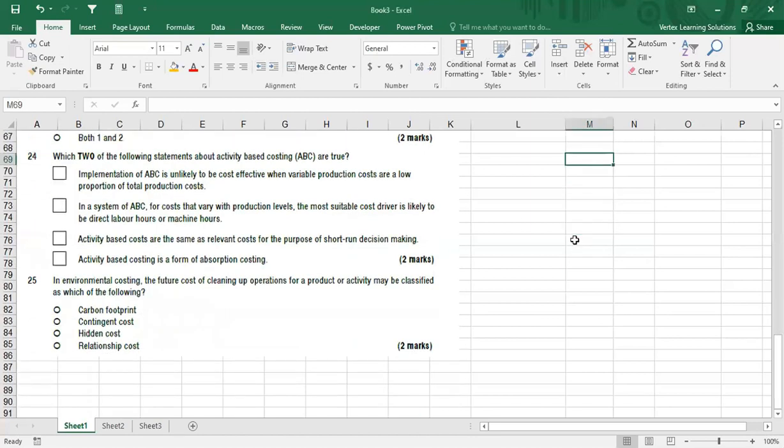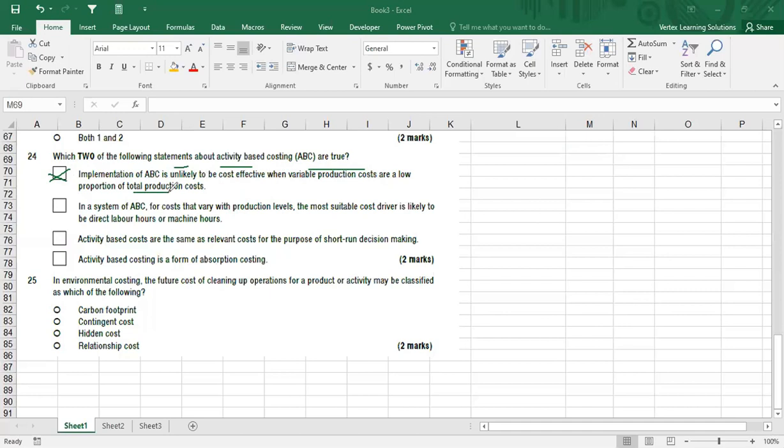Next is 24. Which two of the following statements about ABC are true? Okay, again another question from ABC comes, and which two statements are true? Implementation of ABC is unlikely to be cost effective when variable production costs are a low proportion of total production costs. Actually, this is wrong because it is only discussing variable production cost at a low proportion of total production cost. Activity-based costing speaks about overheads, not variable production cost.